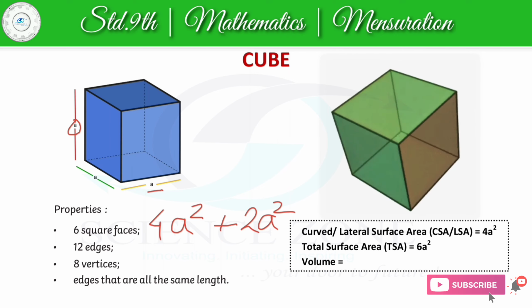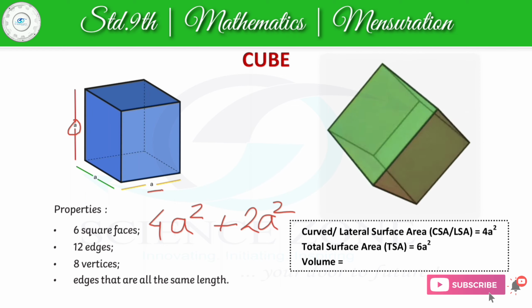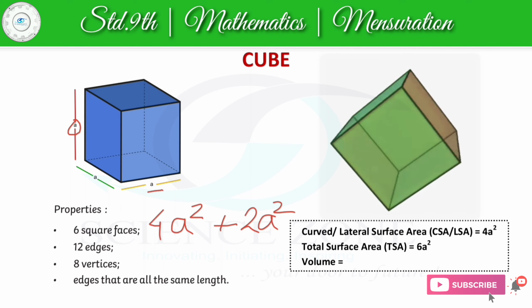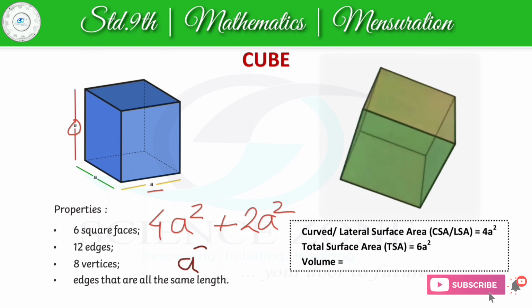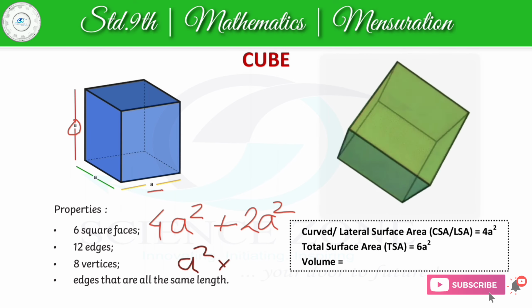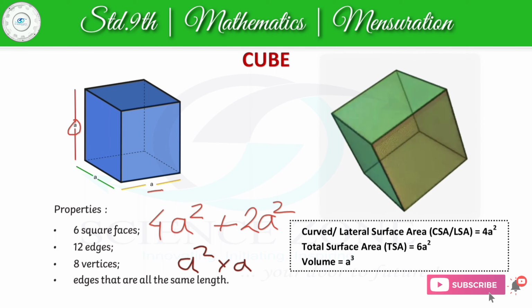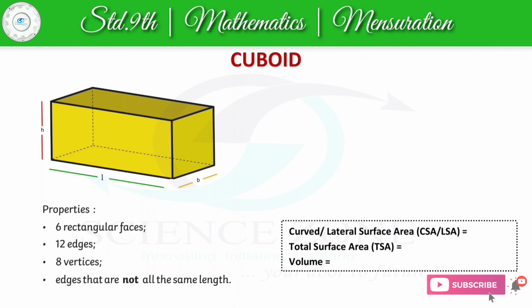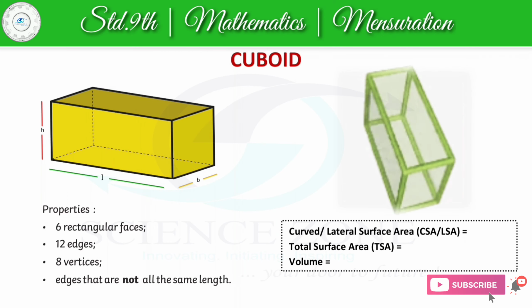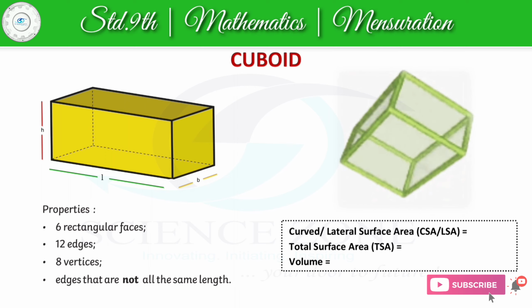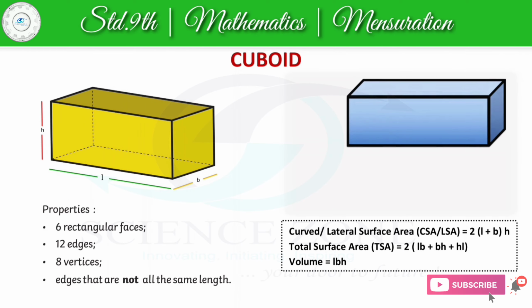Now to find the volume, we have to multiply the area of base with height. In the case of the cube, area of base is A square and the height is also A. So the volume of cube will be A cube. Cuboid. Cuboid has 6 faces and each face is a rectangle. Bricks and the building blocks are few examples of cuboidal shapes.